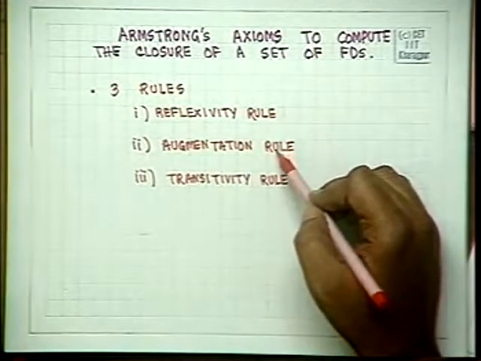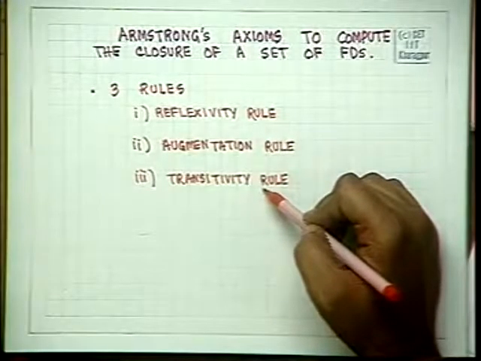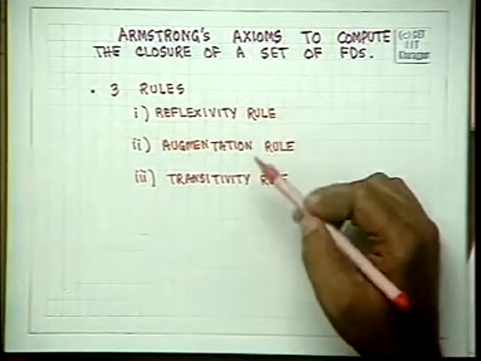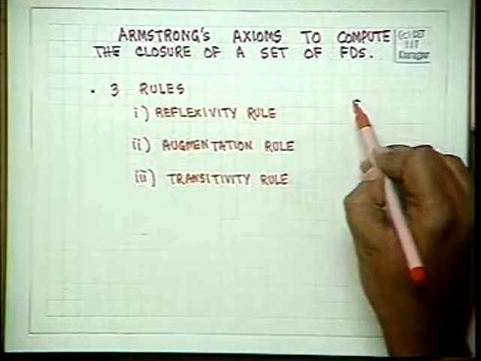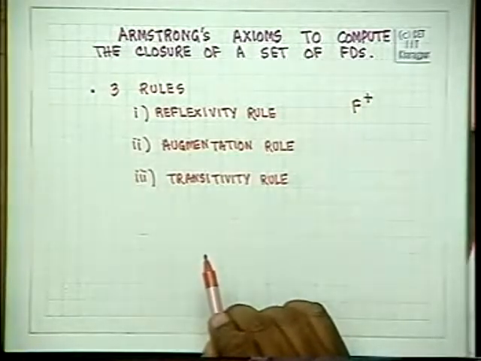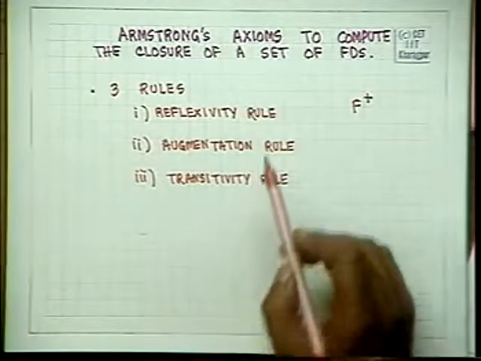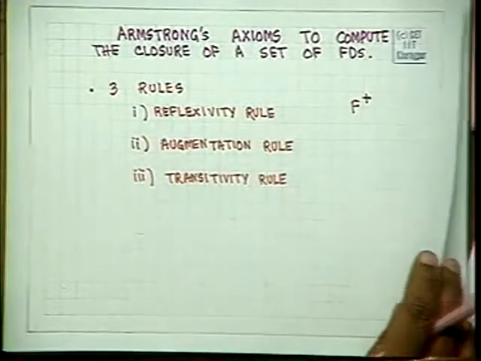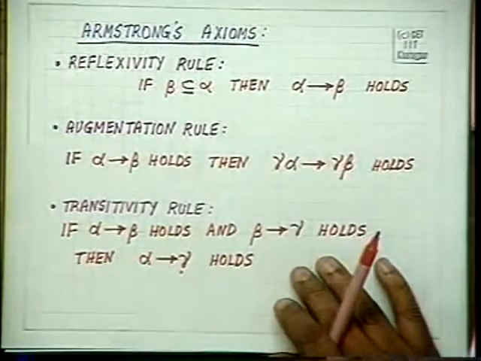And he proved that using these three rules only, by continuous application of these three rules only, you can get the whole F plus. That is, you can compute the closure of the set of functional dependencies. So, we shall first see what these three rules are. These are very simple rules and often widely used to understand what is meant by the closure of the set of functional dependencies.